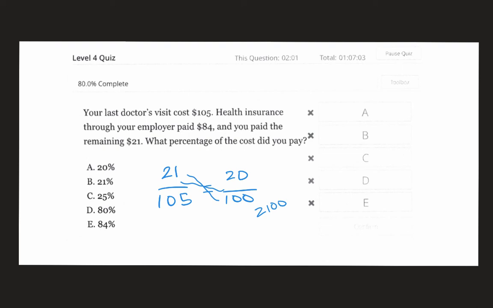But I also would like you to note that if you were to multiply 105 and 20, you would also get 2100, and that's how you know for certain you have created an equivalent fraction, because when you cross multiply, you get 2100 each time. So your answer to this is 20%.